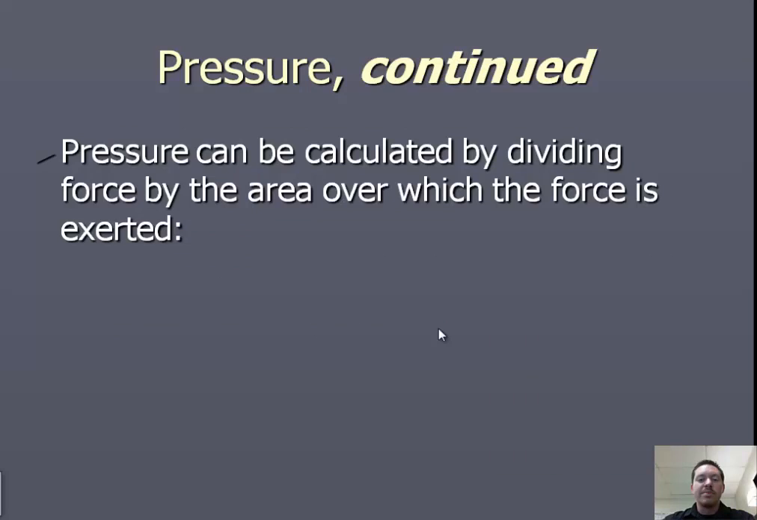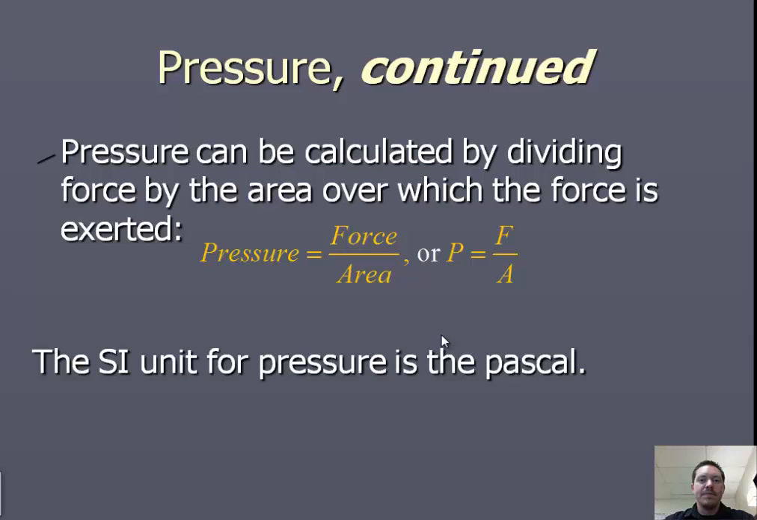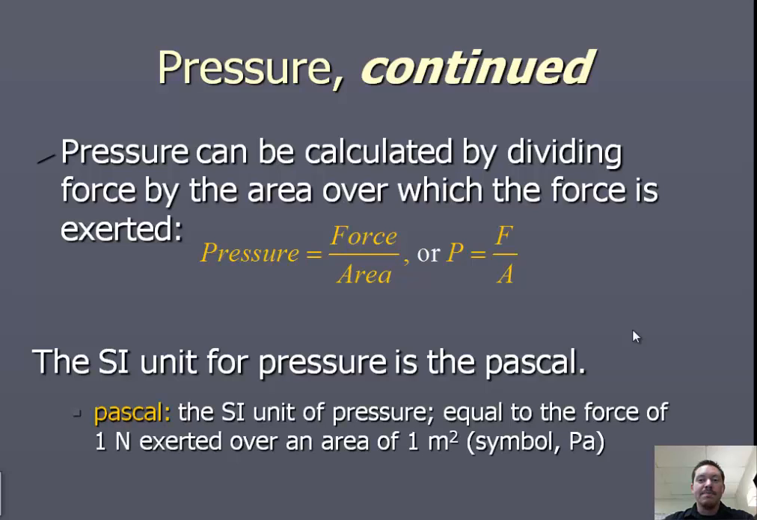We can do some calculations dealing with pressure. It can be calculated by dividing the force by the area over which the force is exerted. So we show this equation as pressure equals force divided by area, or P equals F over A. The SI unit for pressure is called a Pascal. It's equal to the force of 1 Newton exerted over an area of 1 square meter, and we use the symbol capital P, lowercase a.